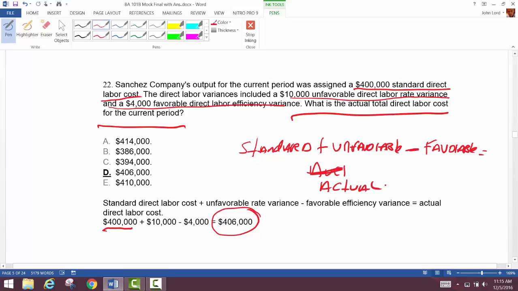Right? Okay, because what? If I'm less than standard, then it's favorable, right? So if you want to get to the actual, subtract that from the standard. If I'm more than standard, it's unfavorable. So if you want to get to the actual, add it, right? Okay.